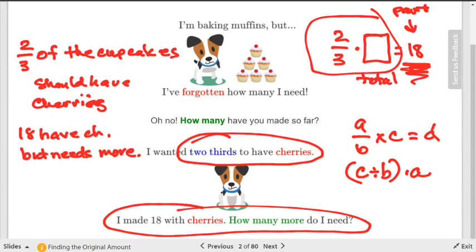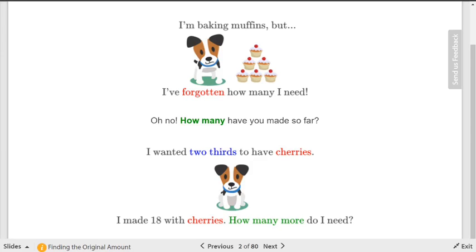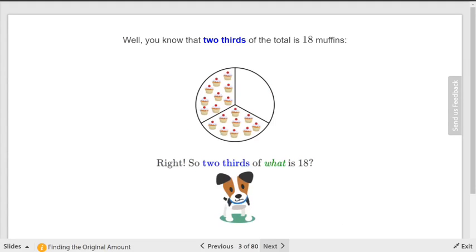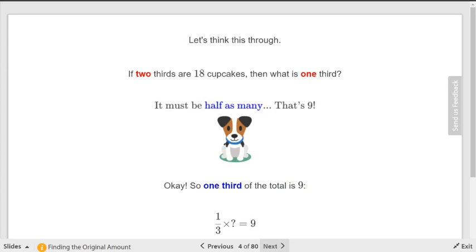Okay? So instead of dividing first, what do you think I should have to do? Multiply first. Well, let's see. Okay? But I don't know this piece here. So let's look at the process and see how we're going to come up with a way to make this. So we know that 2/3 of the total muffins is 18 muffins, right? So what we want to do is find out how many total there are. Okay? So we're looking at 2/3 of what is 18. So that's what we had written down.